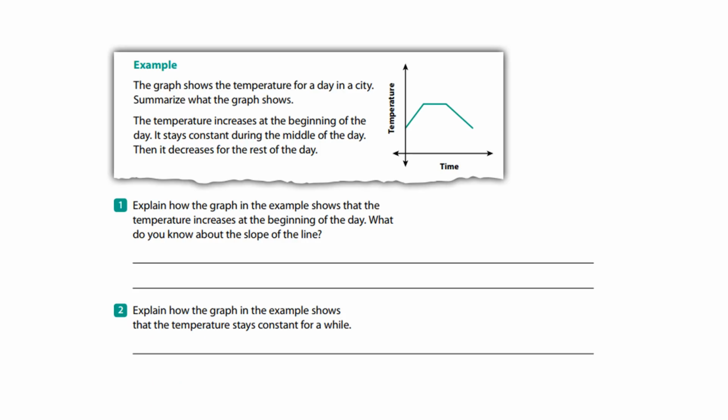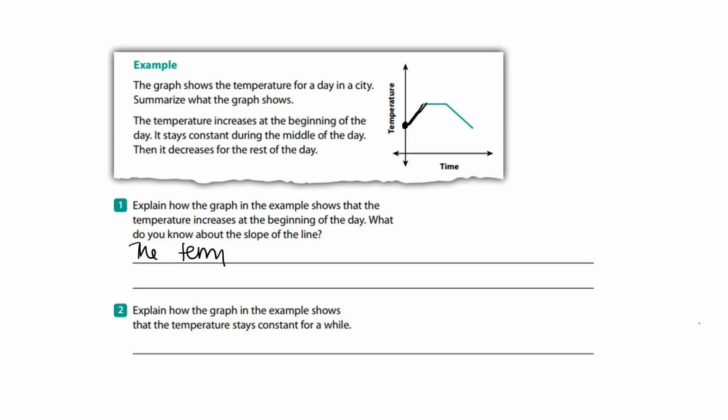Moving on to the workbook, starting on page 105, problem number 1. Explain how the graph in the example shows that the temperature increases at the beginning of the day. What do you know about the slope of the line? So we can look and see that the temperature starts here on the y-axis line and is going up. That's how we know that the graph is increasing.